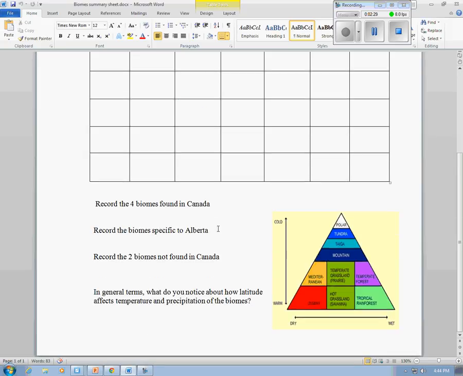And then there's a couple of other things here. Record the 4 biomes found in Canada, record the biomes specific to Alberta, record the 2 biomes not found in Canada, and in general, what do you notice about how latitude affects temperature and precipitation of the biomes?